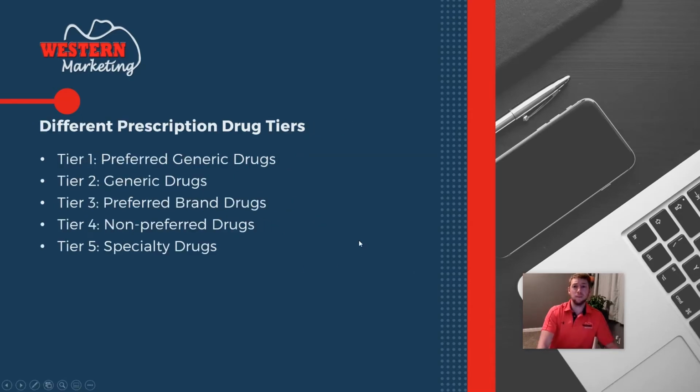Speaking of costs, different prescription drug tiers. These will differ between plans, but this is a very generic one that you'll see a lot with the different plans out there this year. Tier 1 is preferred generic drugs. These are very cheap medications for copays.